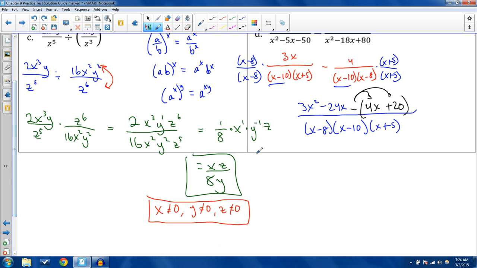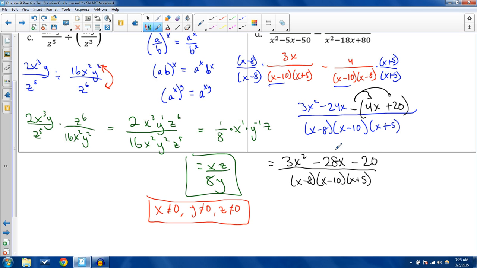So I'm going to get 3x squared minus 24x minus 4x, that's minus 28x, minus positive 20, so minus 20, all over x minus 8 times x minus 10 times x plus 5.